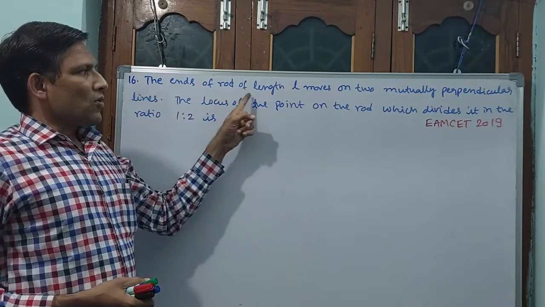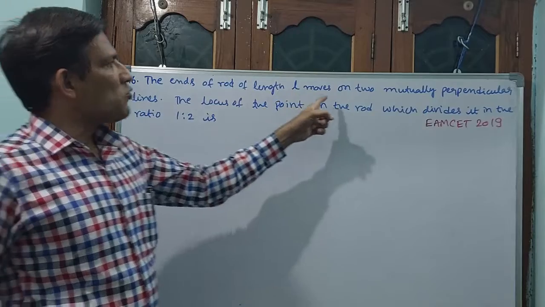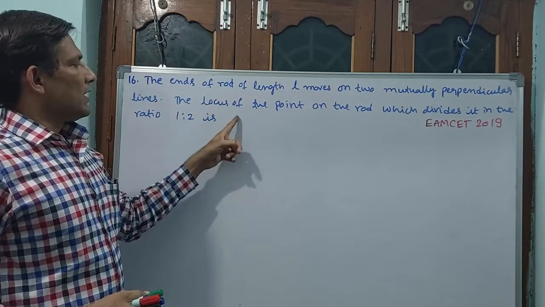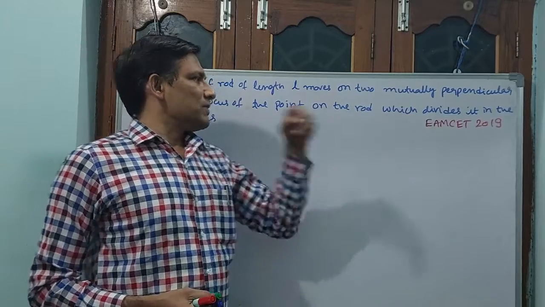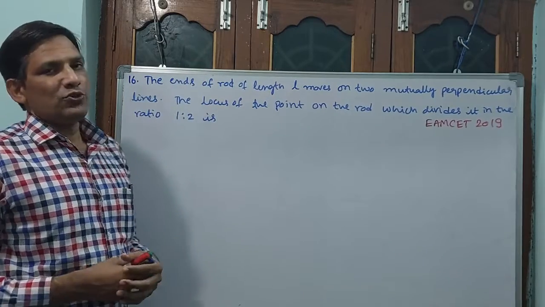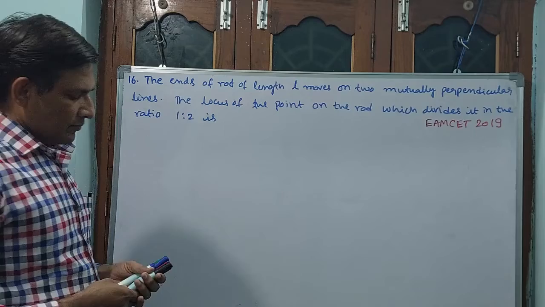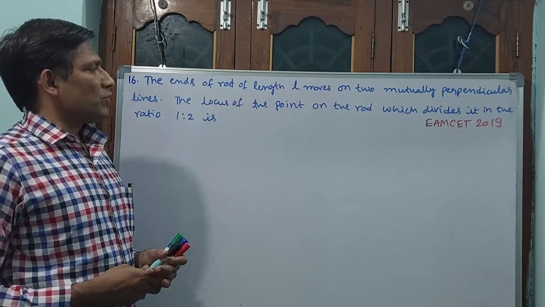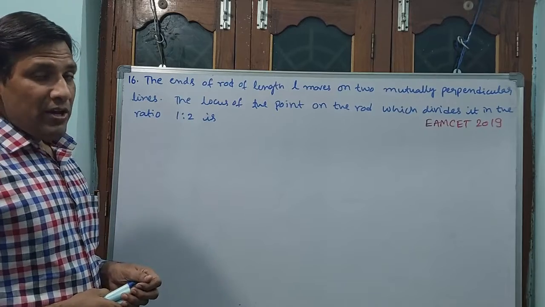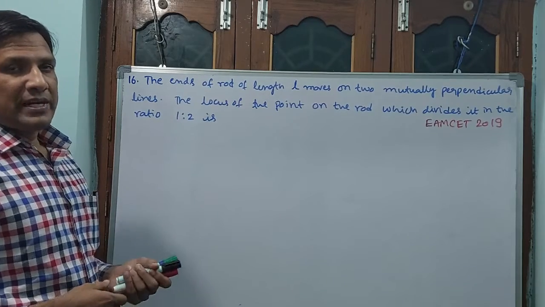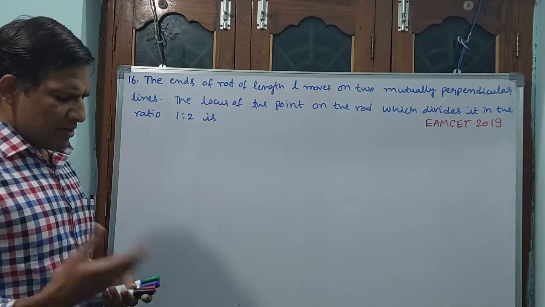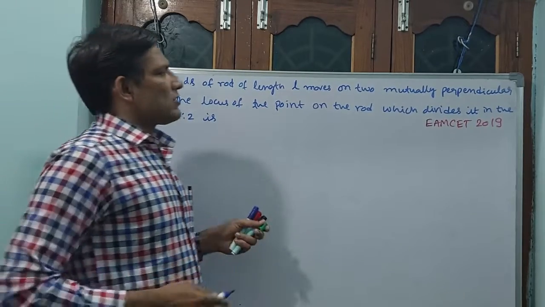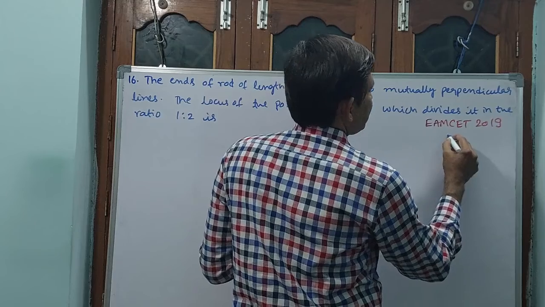The ends of a rod of length L move on two mutually perpendicular lines. The locus of the point on the rod which divides it in the ratio 1:2 is. If you understand this question, the rod is moving on mutually perpendicular lines, meaning it is moving on the x and y axes. Why? Because the x axis and y axis are mutually perpendicular. See how we have to draw this figure.